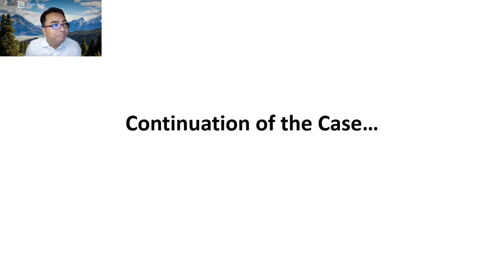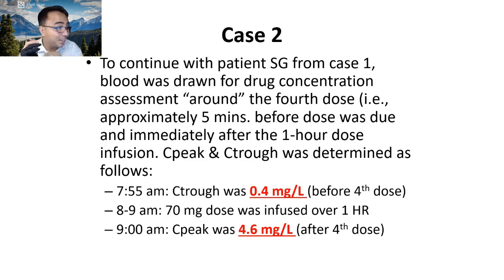So, this time, ipagpatuloy natin. After computing the peak concentrations, after getting the dosing interval, the dosing regimen of our patient, theoretically ano nangyari sa patient natin. To continue with patient SG from case 1, blood was drawn for drug concentration assessment around the 4th dose. So approximately 5 minutes before the dose was due and immediately after 1 hour dose infusion. C-peak and trough were determined as follows. Trough was 0.4. So, technically, mas mababa pa sa na-compute natin.